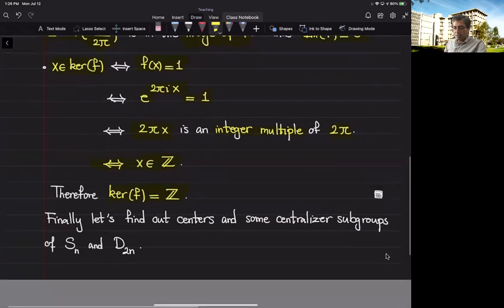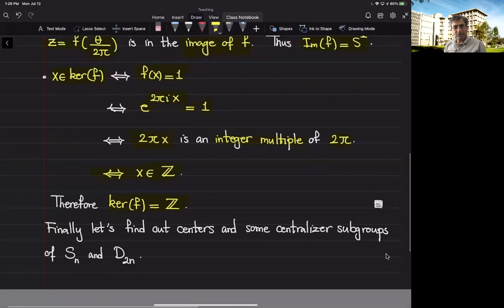Now, let's finish this video by understanding centers or centralizers of some subgroups, some sub-elements or centers of the symmetric group and the dihedral group.